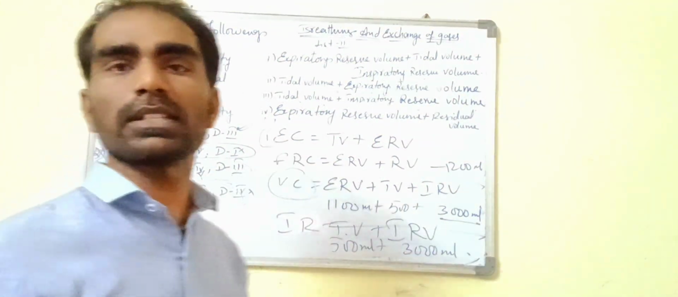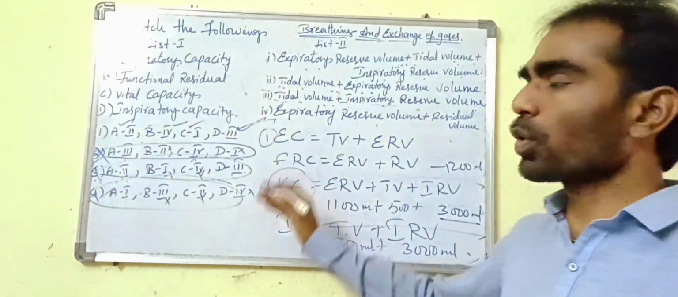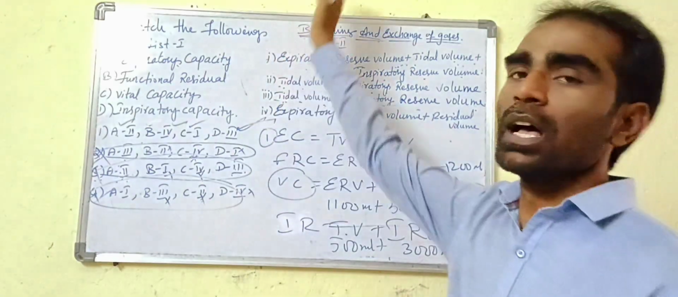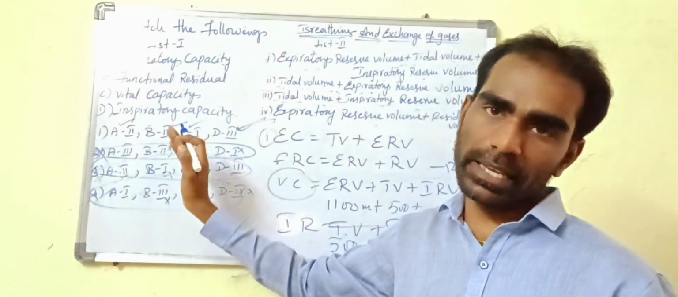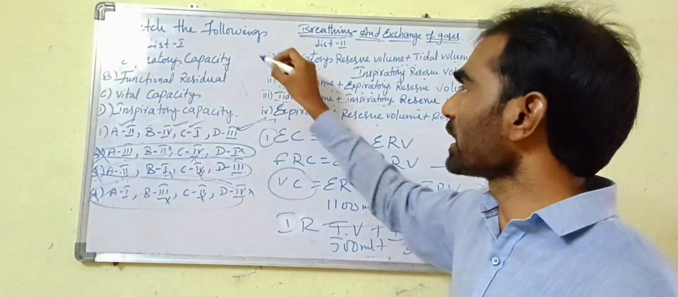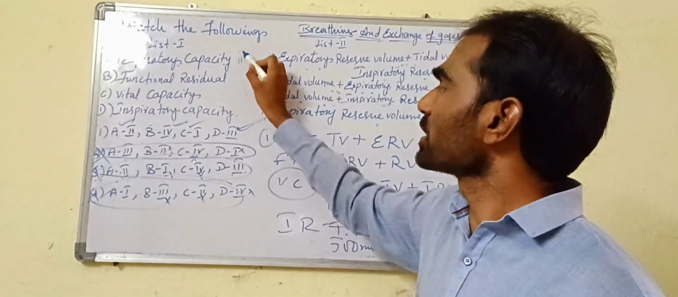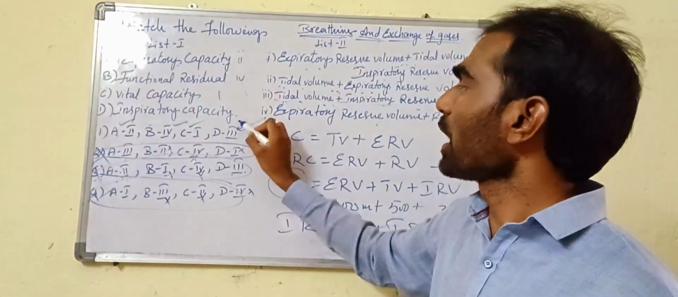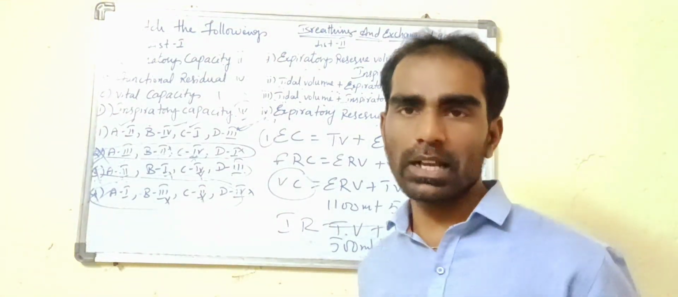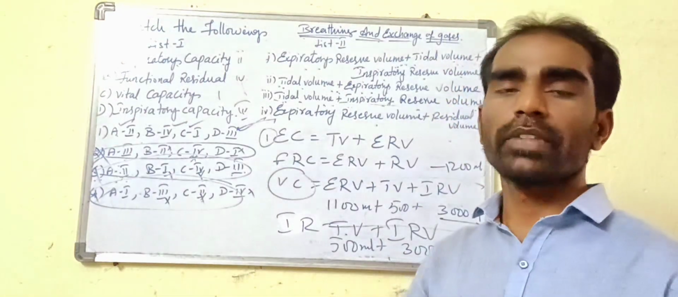So the correct answer for this question is option A, isn't it? So we can go with the elimination process. If you know the correct definitions of the respiratory volumes and capacities, fine. If you don't know, then you have to tally each and every one and mention that it is 2, it is 4, it is 1, and it is 3. That is also one of the easiest forms, but it is time-consuming. When you go with the elimination process, that will be easy.